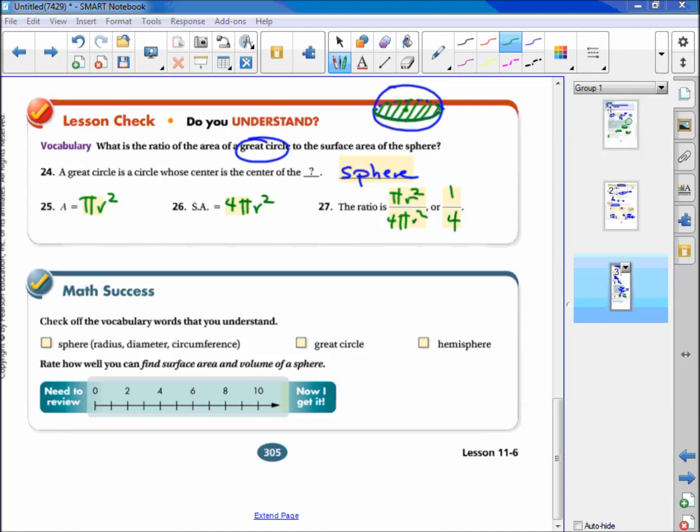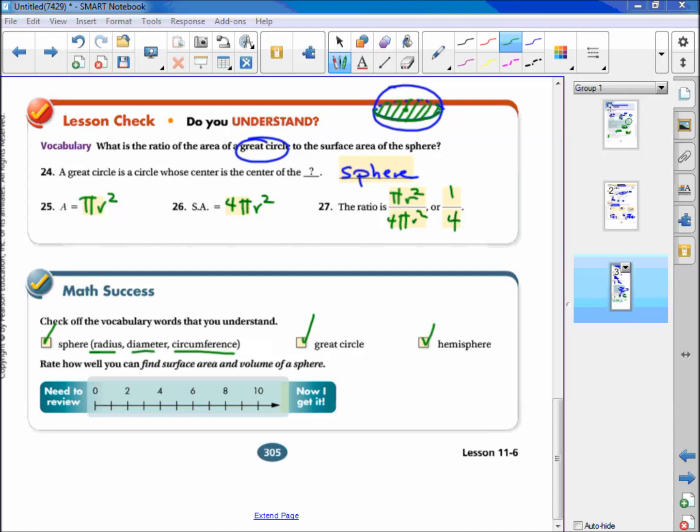Check off the vocabulary words that you understand. So hopefully you have sphere down, radius, diameter, circumference. Those are all words we've used before. Great circle is a new one. Remember, that's just the largest circle that you could draw on a sphere, the outside of the sphere combined with the center point of the sphere. And then a hemisphere, remember, is a sphere that's been cut in half right through one of the great circles.